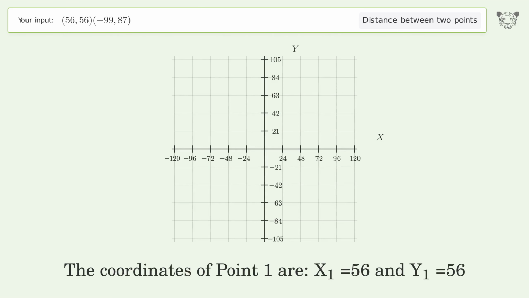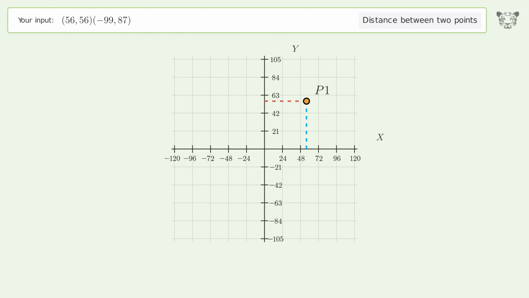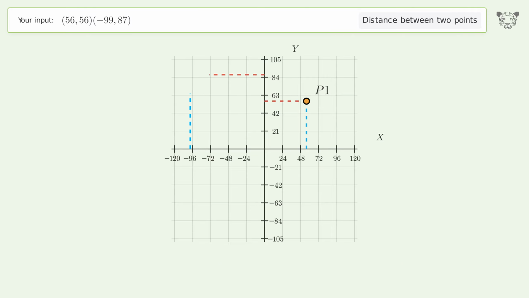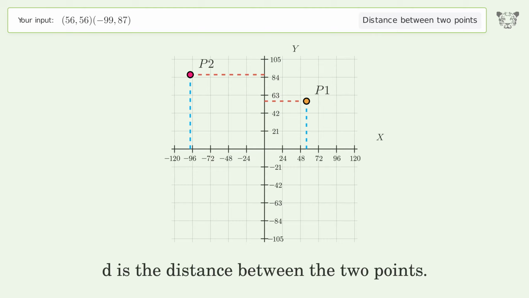The coordinates of point 1 are x1 equals 56 and y1 equals 56. The coordinates of point 2 are x2 equals negative 99 and y2 equals 87. D is the distance between the 2 points.